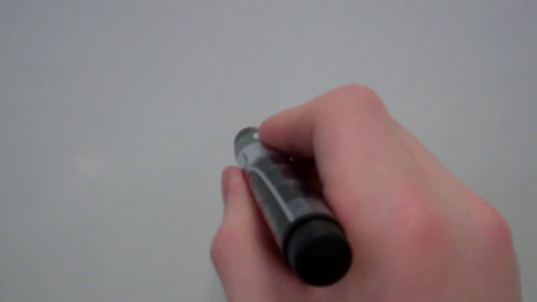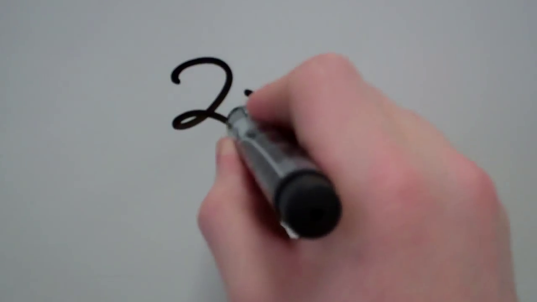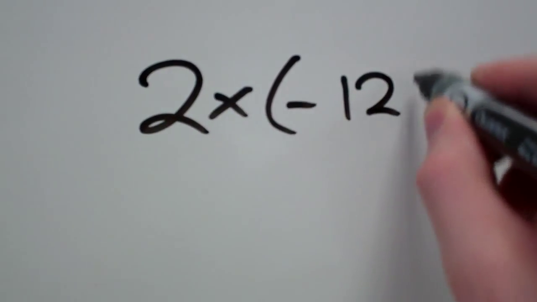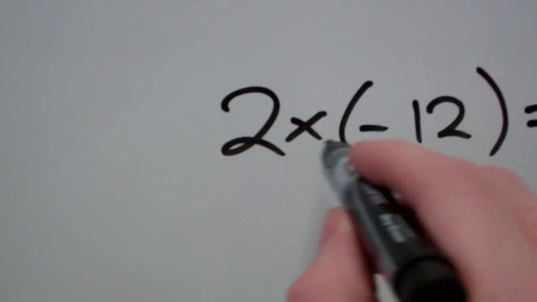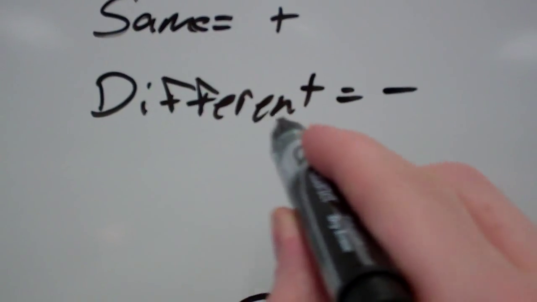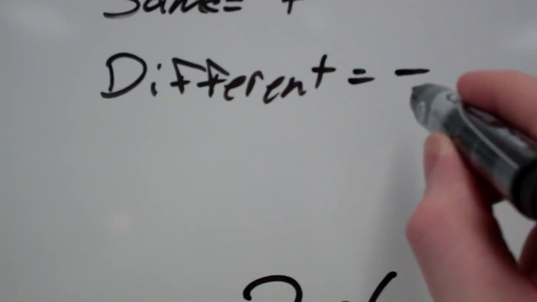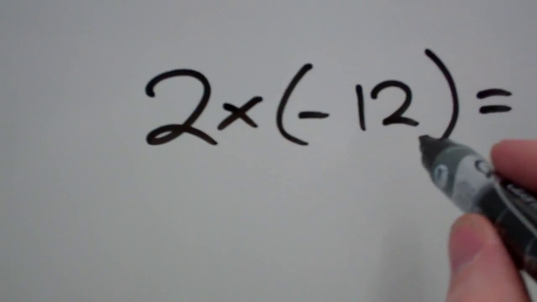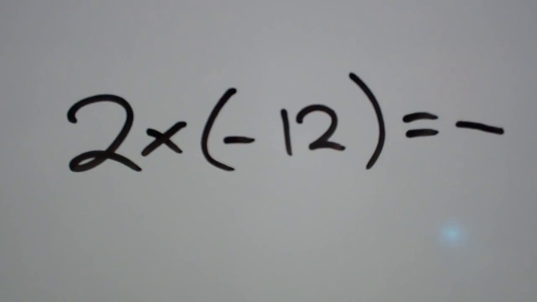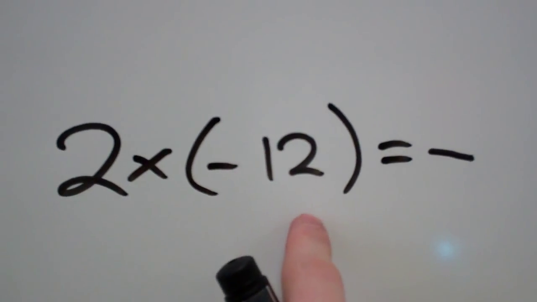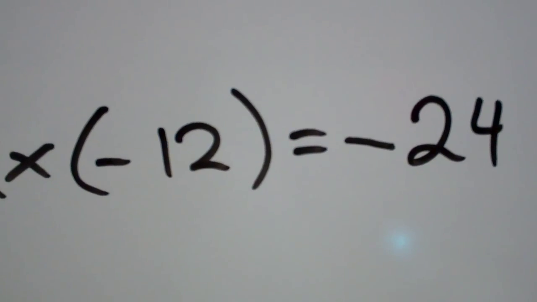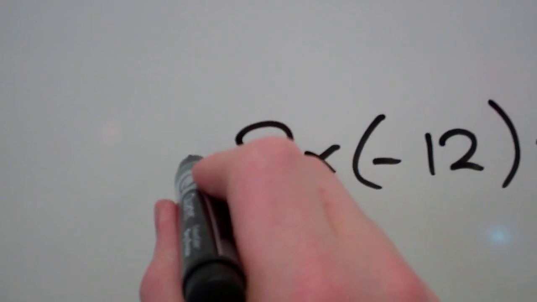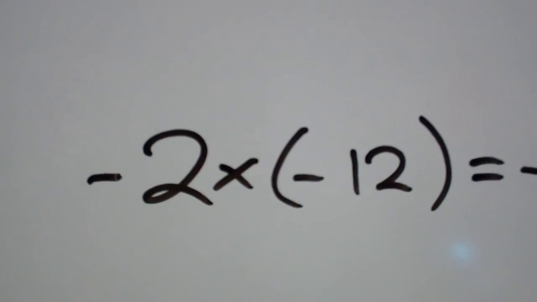So if you had a problem that's something like 2 times a -12, well, the first thing you have to do is say, well, my signs right here are positive, negative. My signs are different, so my answer's got to be negative. So 2 times a -12 is going to be a negative number. And then I just do, well, 2 times 12 is 24, so I just put my 24 there. -24.